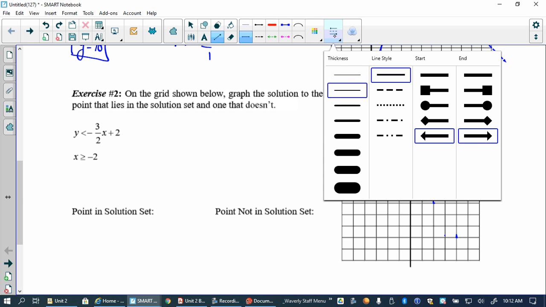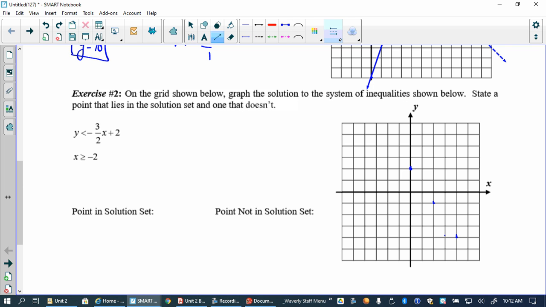Greater than negative 2. Okay, I see. I shaded. Oh my god, I went the wrong way with my line.